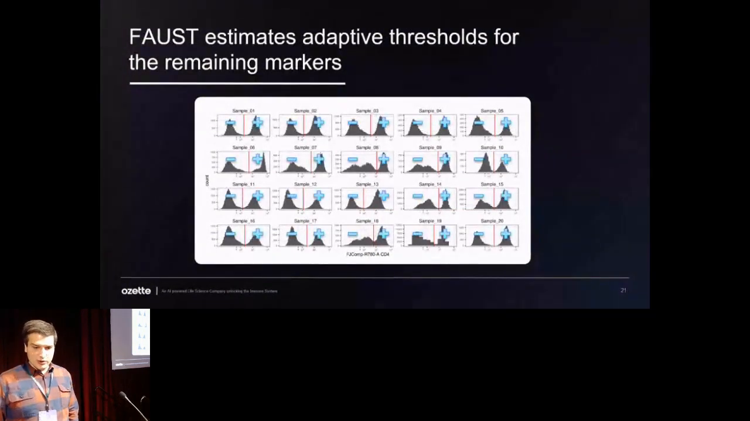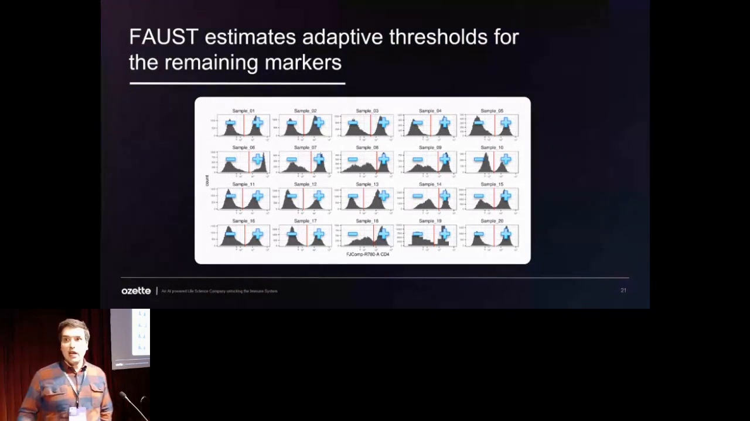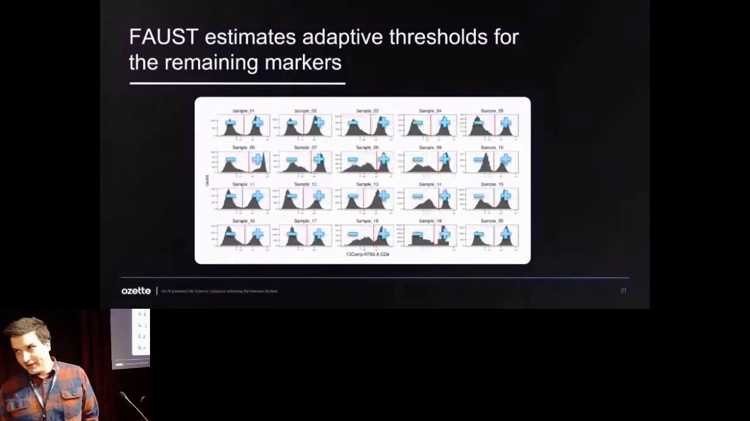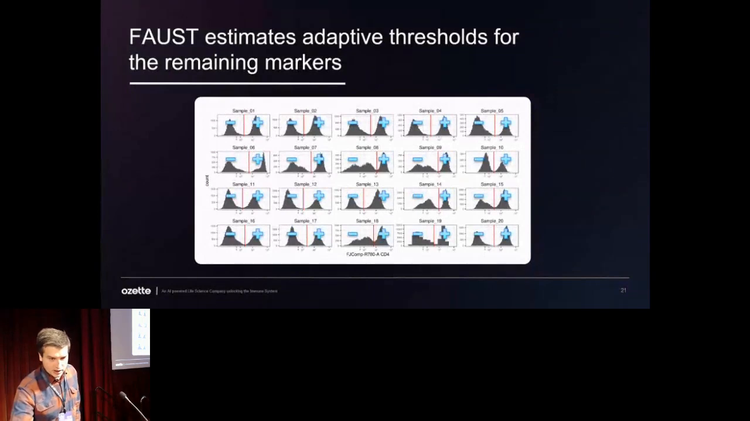And Faust uses these thresholds to annotate clusters. So looking ahead, if a cluster Faust discovers has expression measurements for CD4 falling below the threshold in a sample, it's given the annotation CD4 negative. And if it falls above the threshold, it'll be given the annotation CD4 positive.